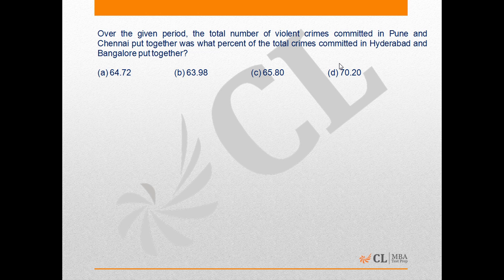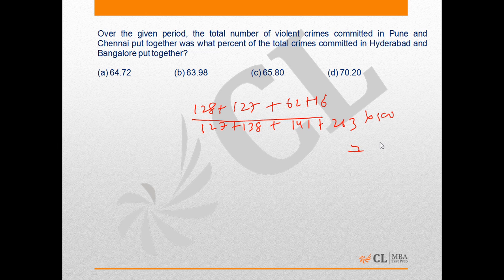So total crime committed in Pune and Chennai put together in the 2 years was 128 plus 127 plus 62 plus 16, and the total crime committed in Hyderabad and Bangalore put together is 127 plus 138 plus 141 plus 263, and this into 100, this is approximately less than 65%, around 64.7%, which is option A. So that's all about this set.